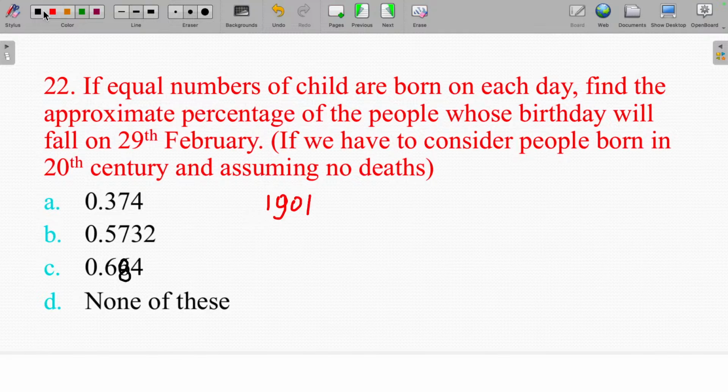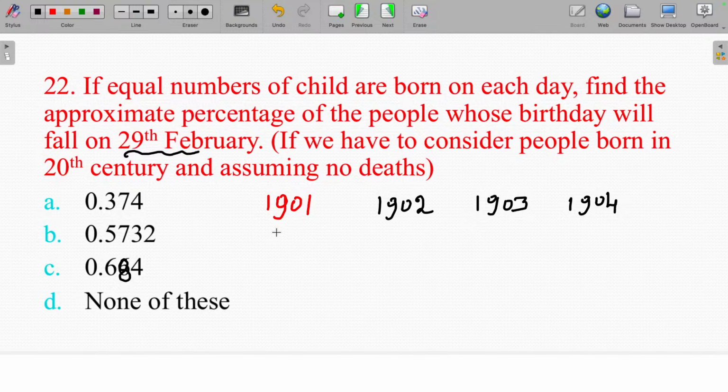1901 is a year. 1902 is a year. 1903 is a year. Here the concept is that 29th February is a leap year. Yes or no? Yes, sir. That's the meaning, that 1903. Then 1904 is a leap year. Yes or no?